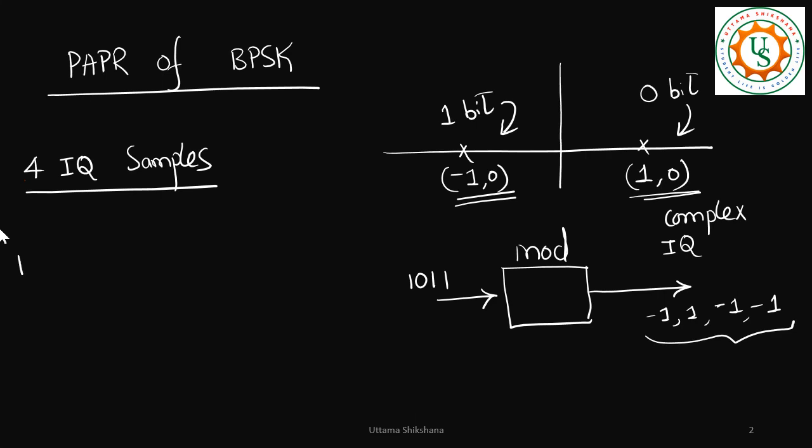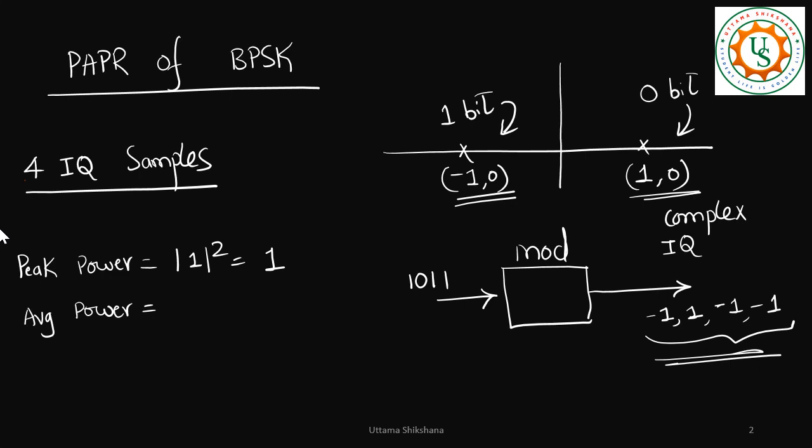Now PAPR calculation. First, peak power. In these 4 samples, what is the peak value? 1. Let us take 1, or in the negative direction minus 1. So it is basically the mod of 1 or minus 1 squared, which will be 1 only. Let's take average power. How to calculate average power? Square of all the values divided by 4, which is equal to again 1, correct?